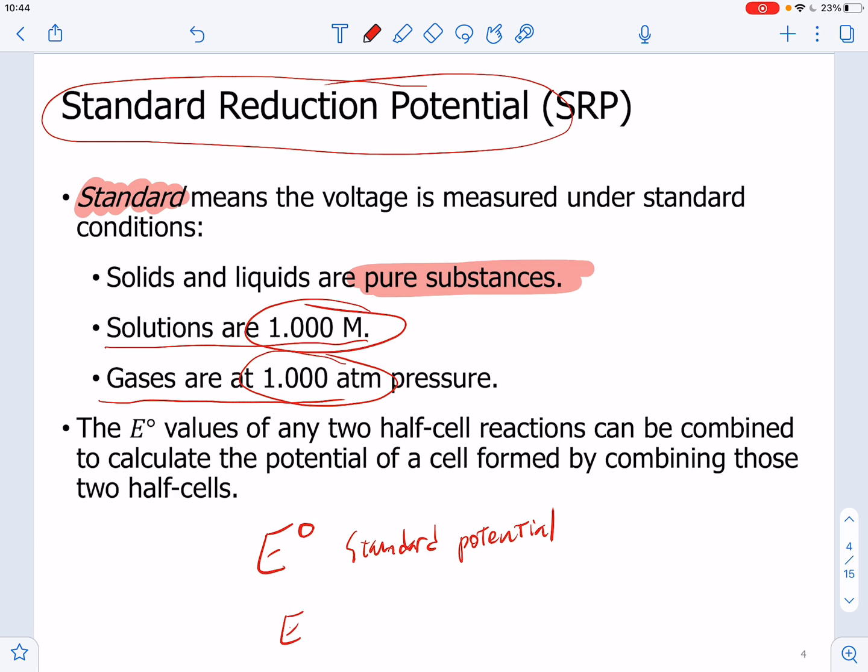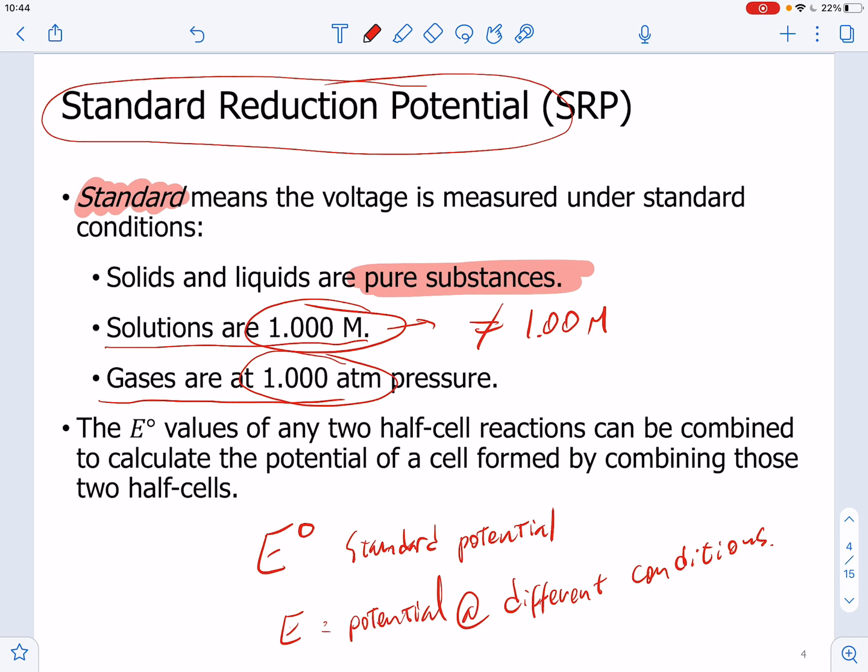and if you have just the E referring to potential, then this is potential at different conditions. What does different conditions mean? Well, if you have a solution and the concentration is different from 1 molar, let's say if it is 0.05 molar, then that is no standard condition. That qualifies as a potential that you're measuring in non-standard conditions. Same thing for gases. If it's different from 1 atmosphere, then that is non-standard conditions. Okay?